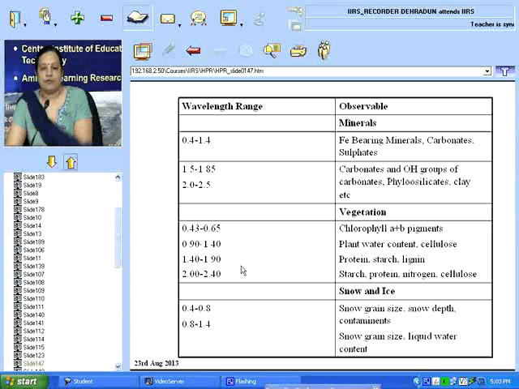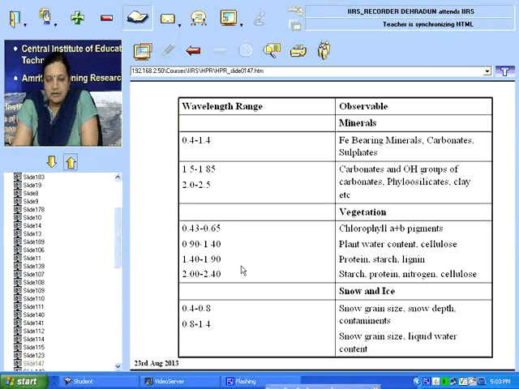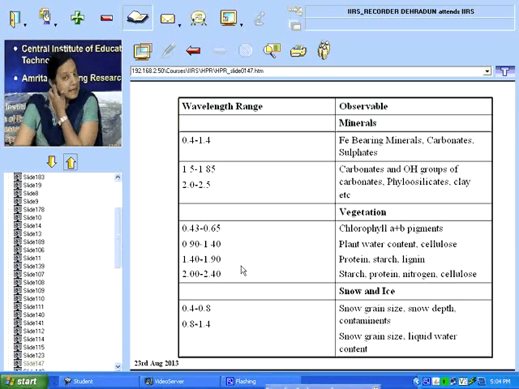So from here we can summarize the wavelength regions and the kinds of minerals or composition which play a significant role in identification of those features. For example, in the wavelength region from 0.4 to 1.5, we have iron-bearing minerals, carbonates, and sulfates. Iron-bearing, in the sense we saw, was due to the charge transfer. We had the absorption when the charge is transferred from one ion to another, Fe3 to Fe2, or similarly in other forms.